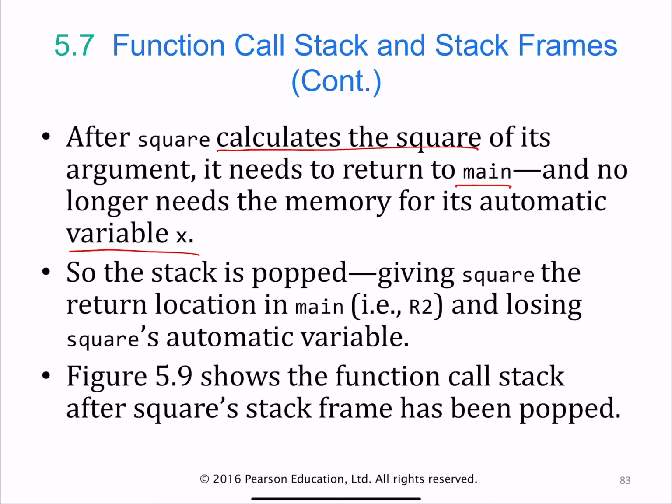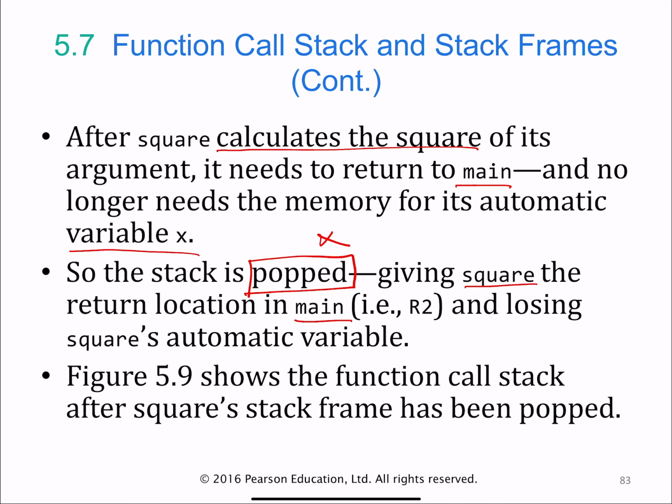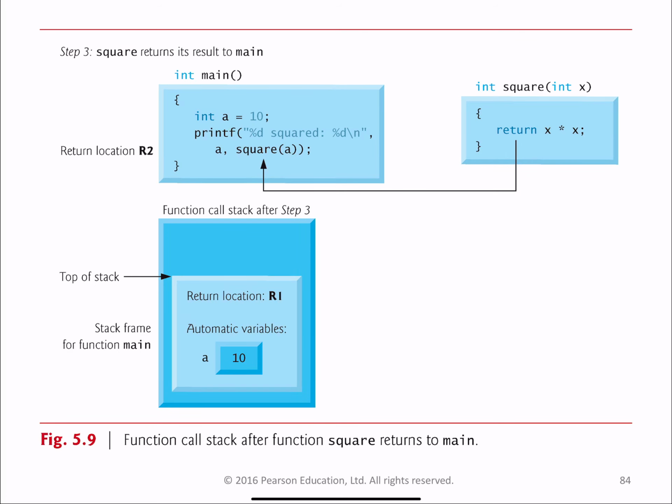So as control returns to the main function, the last stack frame that we added for square onto the function call stack is popped, meaning all of this is removed, and we jump back to this location that we had kept in here, and that takes us back to function main. And this will be the situation after that. So we return from square back to location R2 in the main function, and the function call stack now contains only the stack frame for function main.